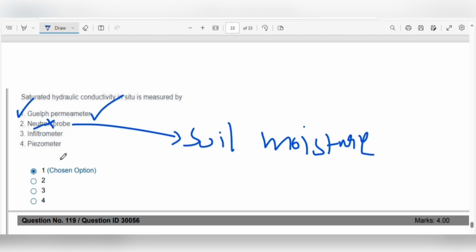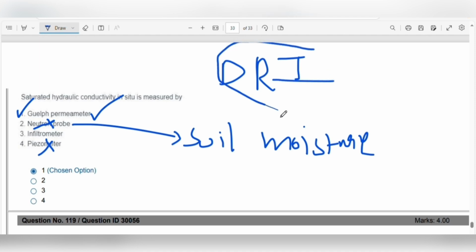Piezometer is used for measuring the water table depth, and infiltrometer is also measured for infiltration capacity, infiltrability of the soil, and saturated hydraulic conductivity is mainly measured by Guelph permeameter. Also, we can measure saturated hydraulic conductivity using double ring infiltrometer, DRI. Double ring infiltrometer can also be used for measuring saturated hydraulic conductivity. It can also be used for measuring basic infiltration rate and the rate of infiltration of water into the soil.